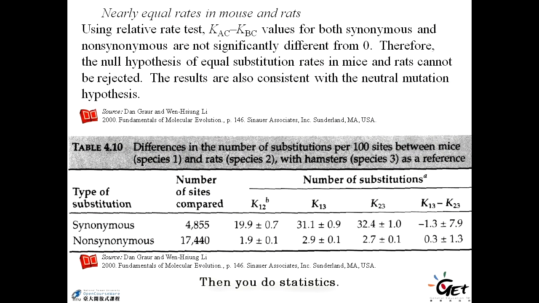Then you do statistics. The bottom line here is that the two numbers, although they are not 0, do not show significant differences from the neutral hypothesis of 0.